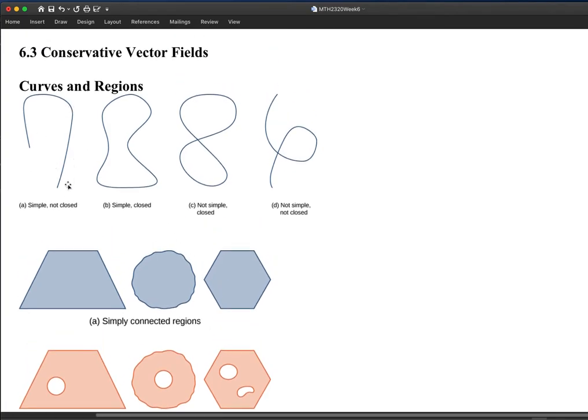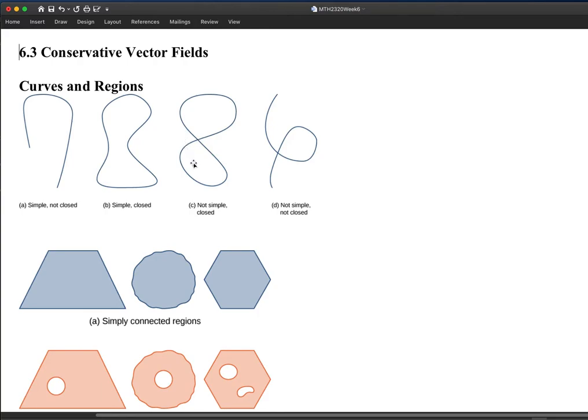This is a curve, a pretty random curve. And this is a simple curve, and it is not closed. Those two ends are not connected. And the next one is a simple curve. Still a simple curve, but it is closed, right? It forms a shape here. And the third one is actually closed, but somewhere in between, it does cross over itself. So it's considered not a simple curve.